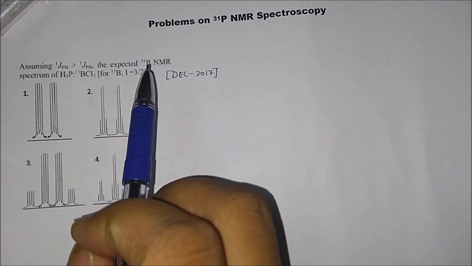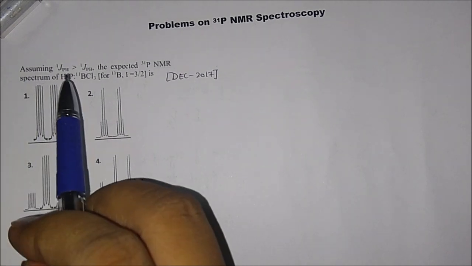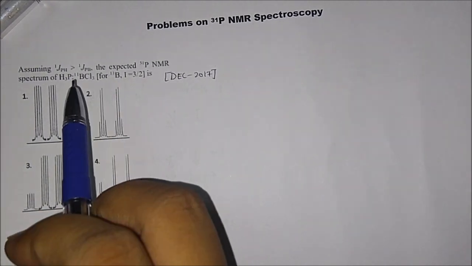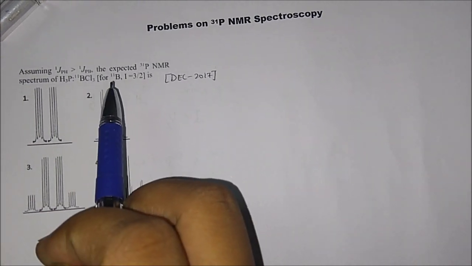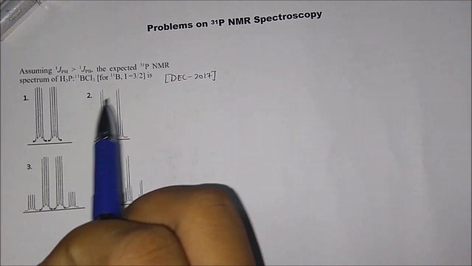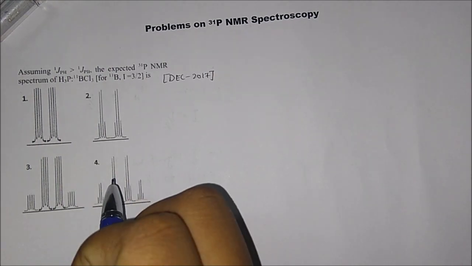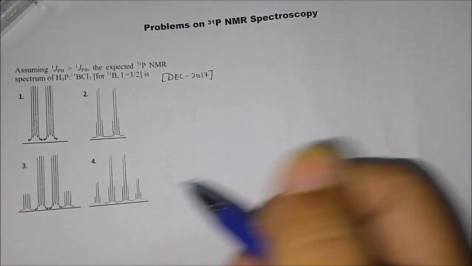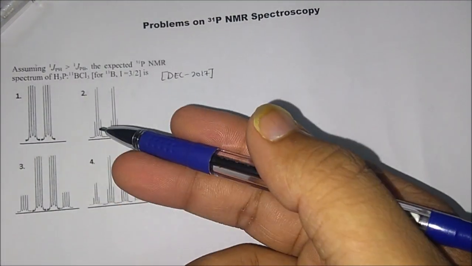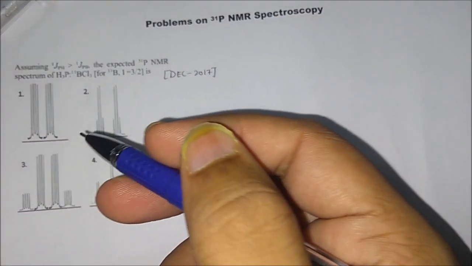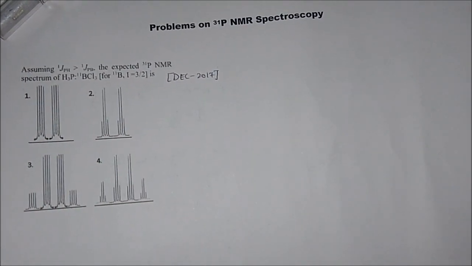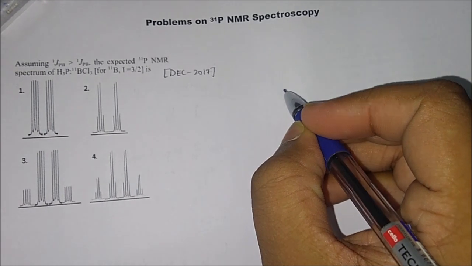The expected 31P NMR spectrum for this molecule will be... and it's given that for boron we have I value 3 by 2, and for phosphorus you know that it's 1 by 2. Now you have been given the signals here, and you have to tell which type of signal you will get. Now first of all, let's draw the structure of the molecule.